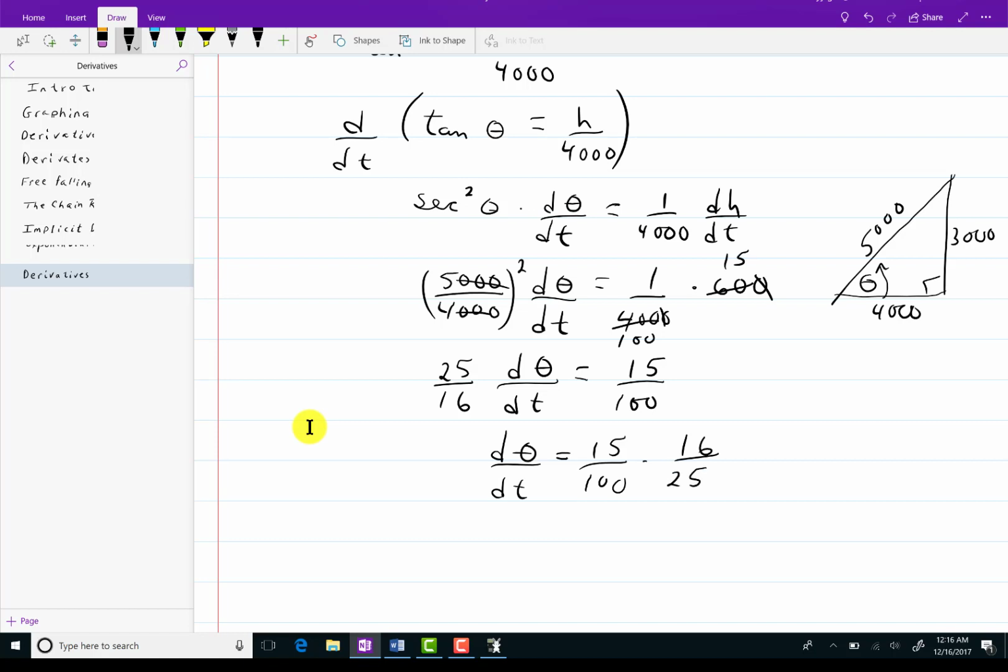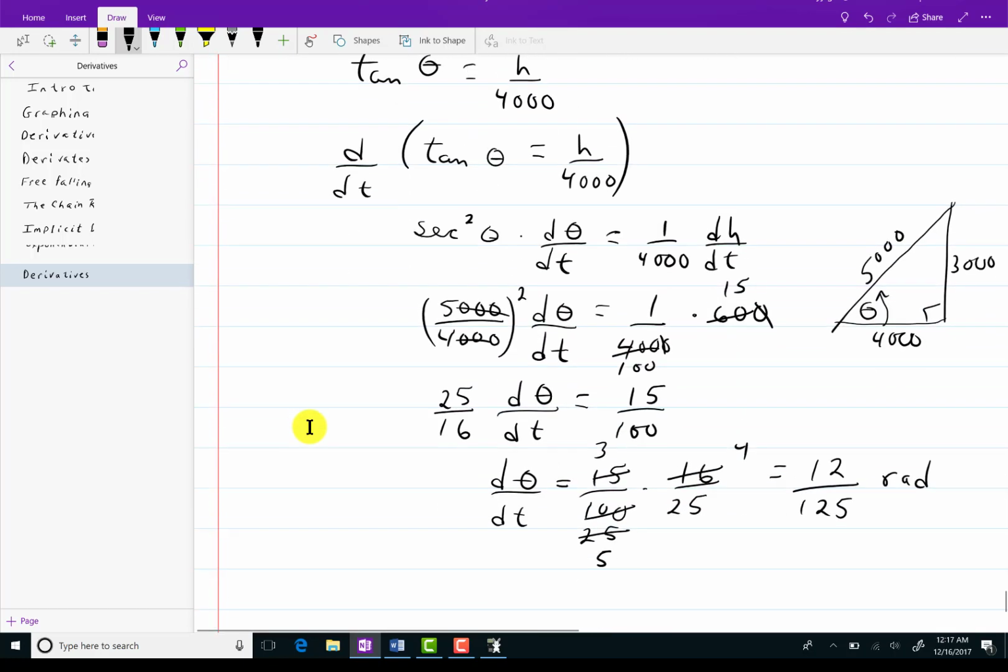And there's a substantial amount of simplifying that can happen here. I can make that into a 4, this into a 25. I can make this into a 3, and that into a 5. That's what I have. 12 over 125, and theta is measured in radians, so radians per how fast? Second, because it was going 600 feet per second.